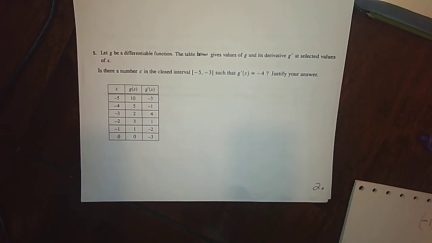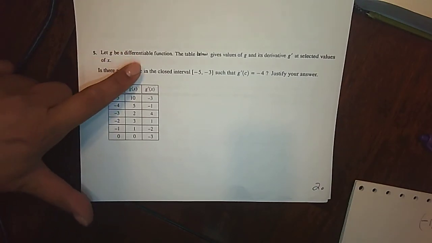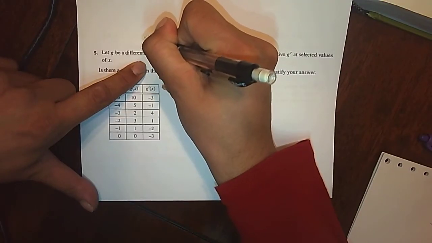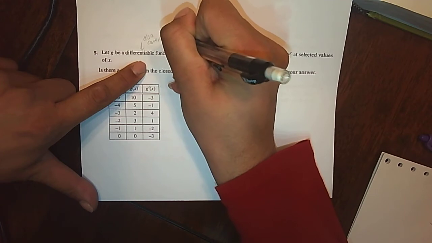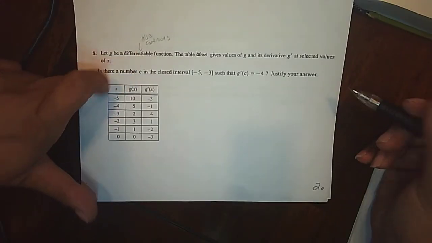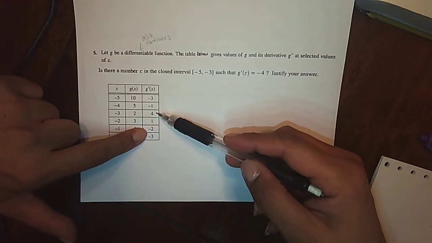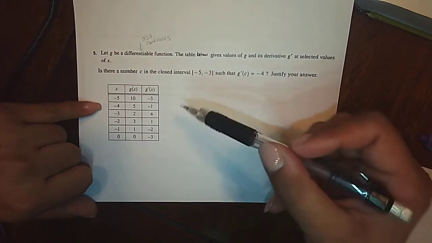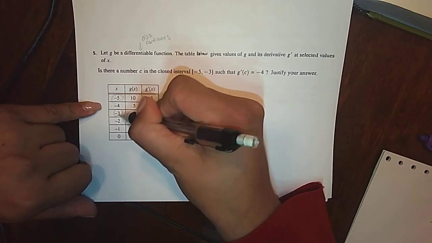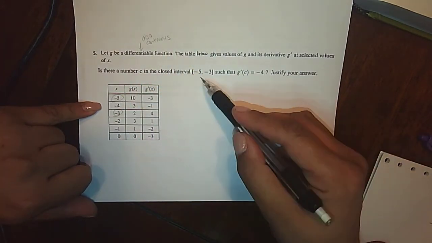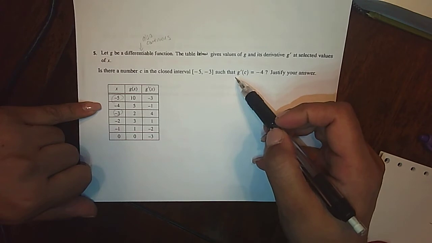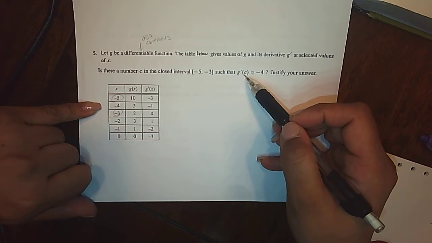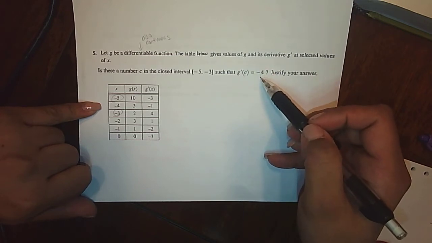So g is differentiable. Remember, if it's differentiable, it's also continuous. Jot yourself a note. Also continuous. And now the table shows values of g and g prime. Is there a number c in the closed interval from -5 to -3 such that the derivative equals -4? So can you find an x value where the derivative equals -4?